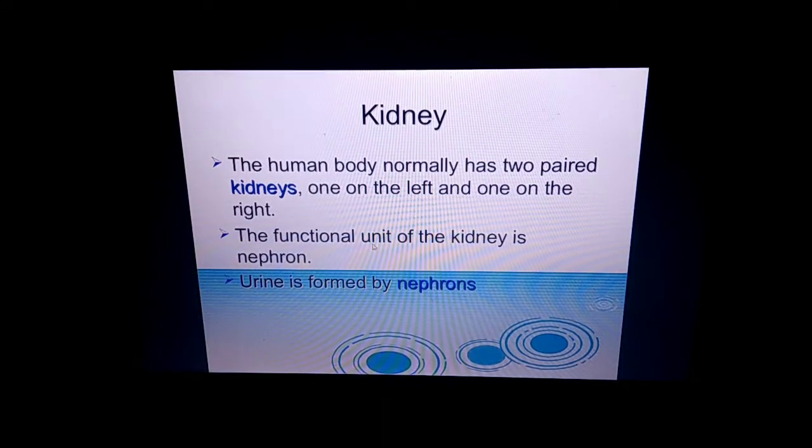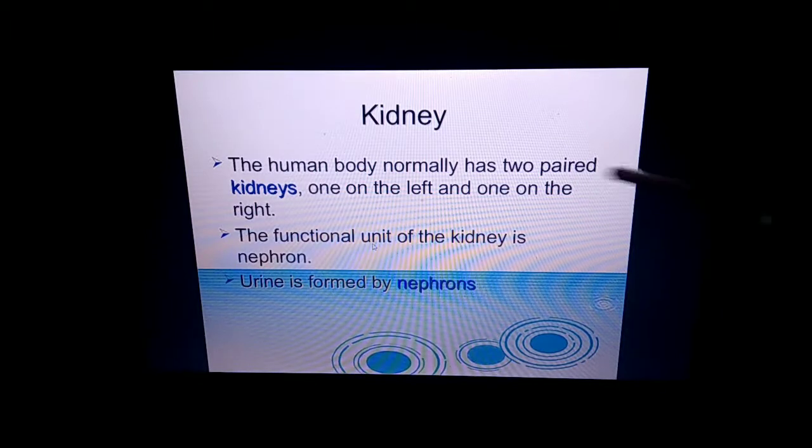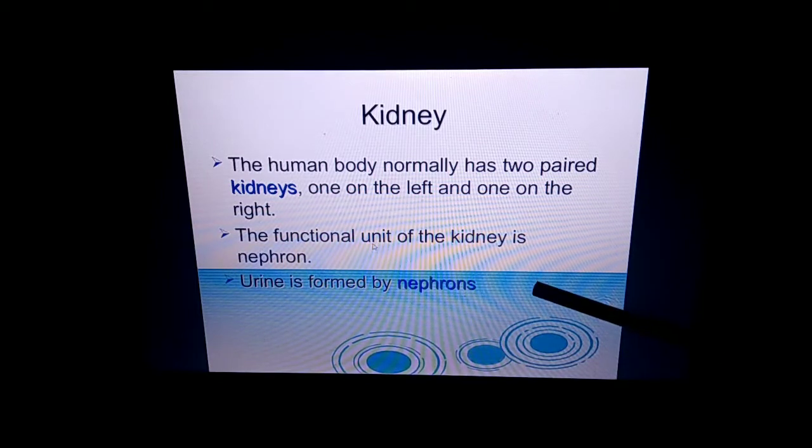Now kidneys. The human body normally has two paired kidneys, one on the left and one on the right side. The functional unit of the kidney is the nephron. Urine is formed by the nephron only.